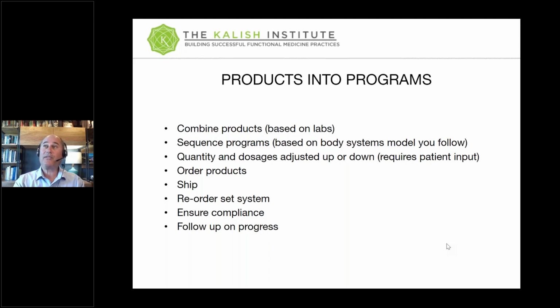And don't ever give anybody a product that's underdosed. If it's underdosed, just take it off your list. Just don't even do it. You know, just wait and do it later.